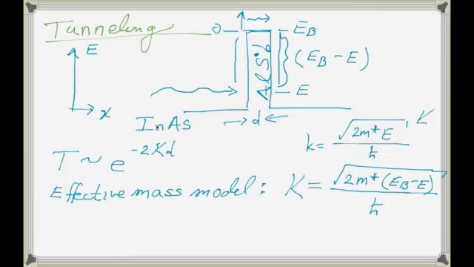And I think we mentioned this. You can get this relationship just by letting k go to i kappa, letting k become imaginary in the barrier. At any rate, this is the k that would govern the tunneling in our effective mass model. I guess I actually derived that.